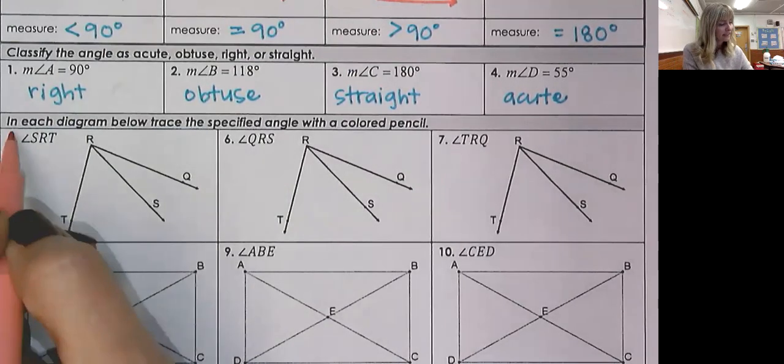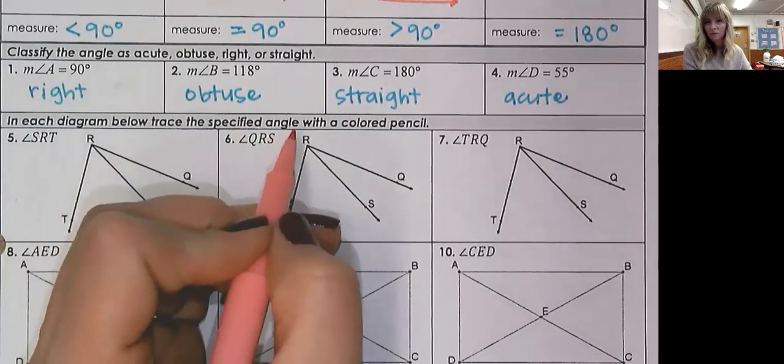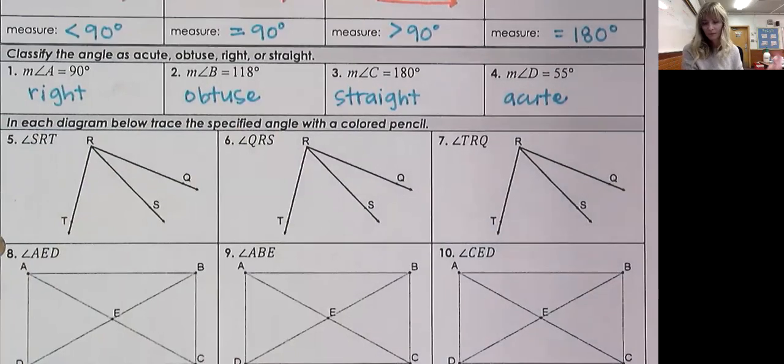It says right here, in each diagram below, trace the specified angle with a colored pencil. And that was referring back to the days where there used to be this really happy time in my class where I had little buckets of supplies that everyone shared. Thanks to COVID, I don't have that in my classroom anymore, but hopefully you have some fun, fancy pens or something that you can do.